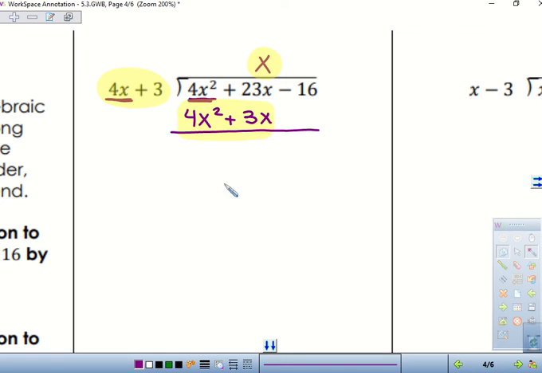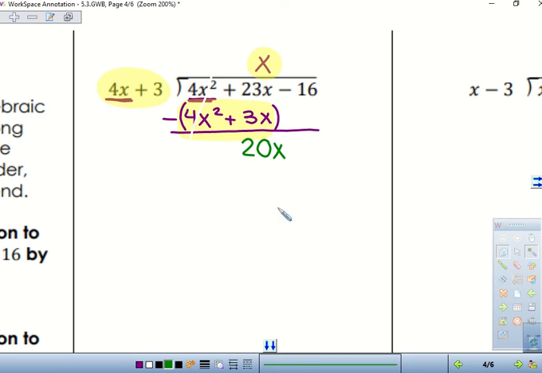Now, this is probably the most common mistake I've ever seen in Algebra 2 that people make. Is it okay if I were going to subtract this away to just put the negative right here? No, what do I have to do? Because you're subtracting the entire thing, not just the first term, okay? Now, what's always going to happen is these first terms are going to cancel out. And then you're going to be left with 23x minus 3x, which is?